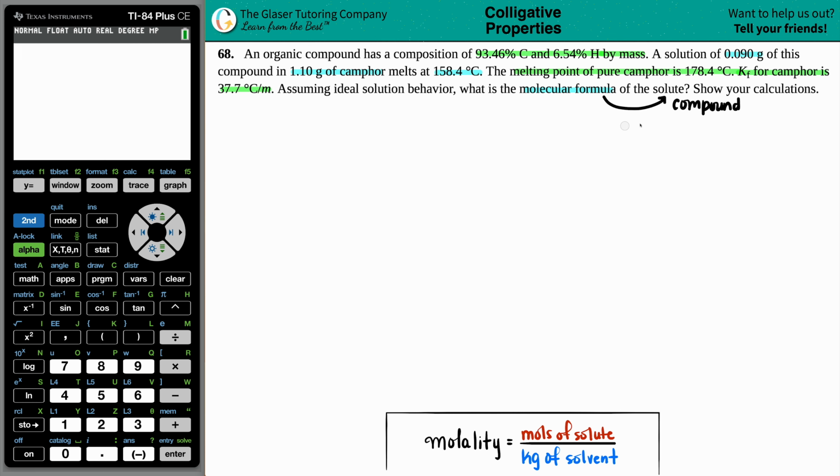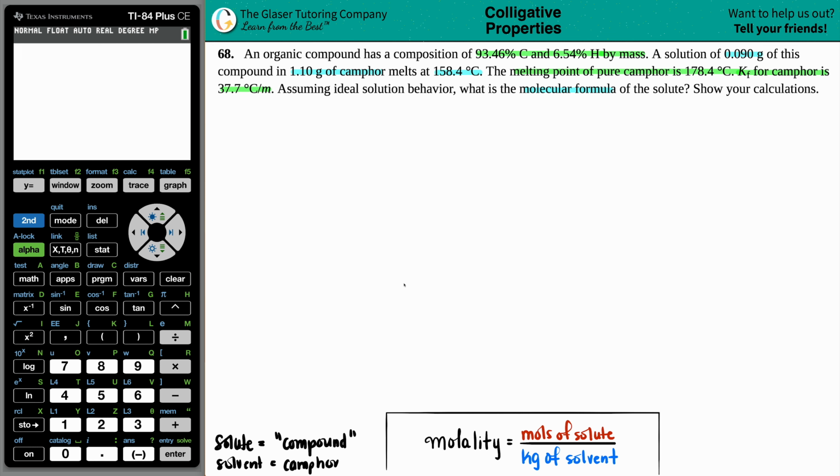So let's maybe write it down here. The solute is some type of compound which we don't know the formula for, right? That's why it's asking us to find the molecular formula. And the solvent is the camphor. And together, the secret compound plus the camphor makes up the solution.